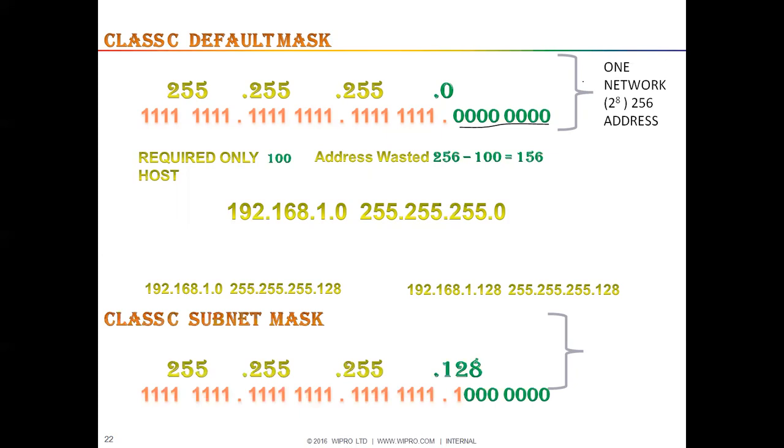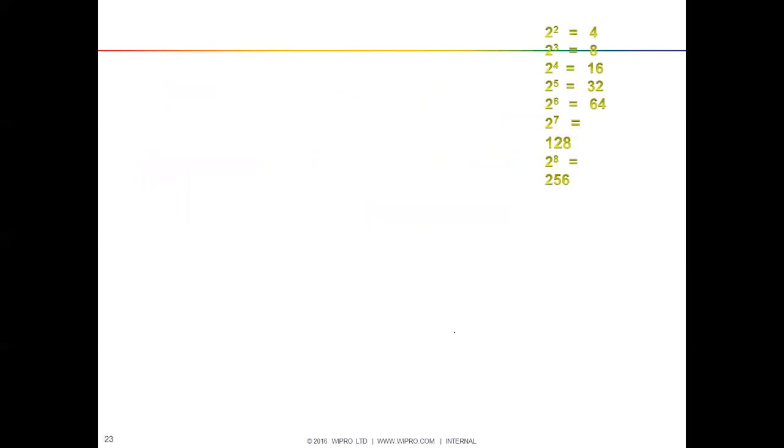It will be something like this. If you see here, 128 is where the second network starts, and the first one ends just before it. So one network is split into two networks. With that, you will save IP addresses. So how will we do it?